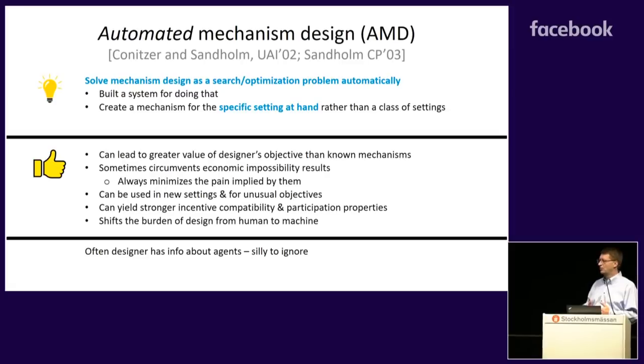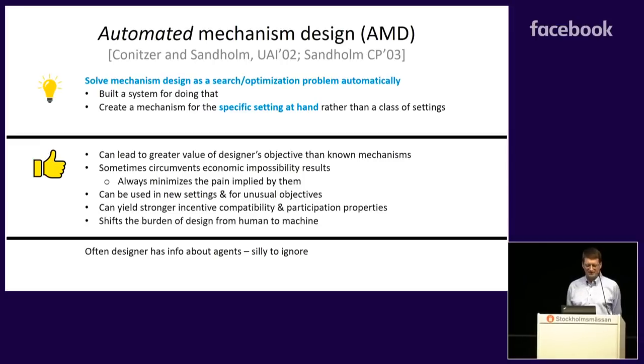And that's possible through the automation because, as humans, we always really have to look at the class of settings. We can't possibly have the time to analyze every possible situation in the world and make a custom mechanism for the setting. And I'll give you some examples of this in a moment.